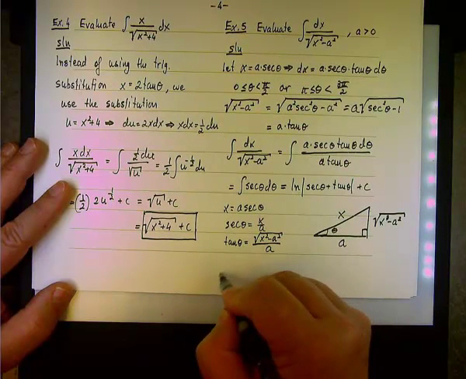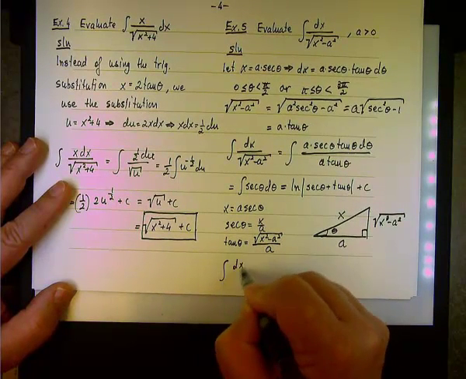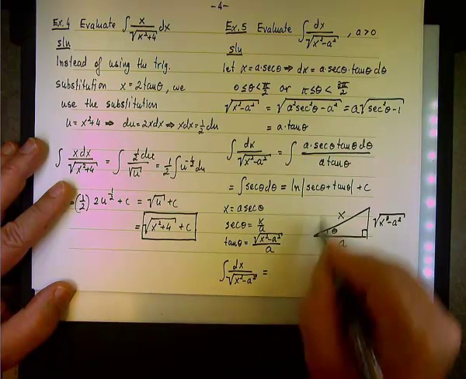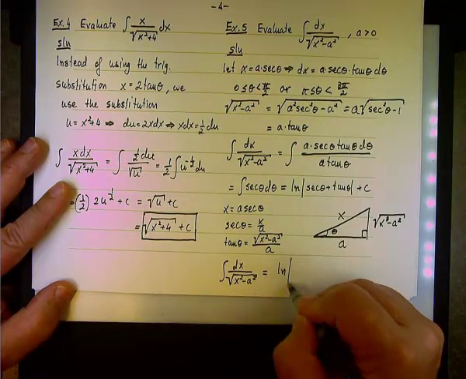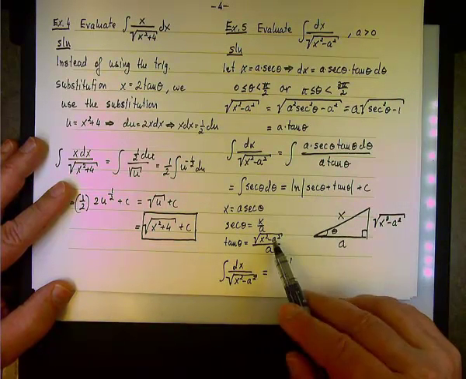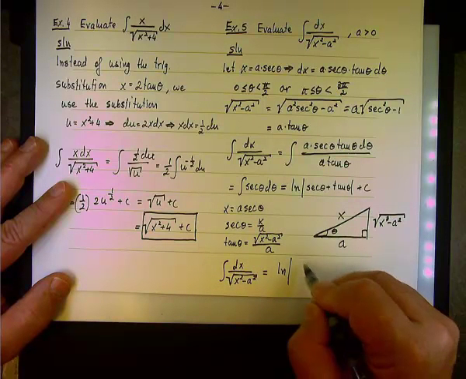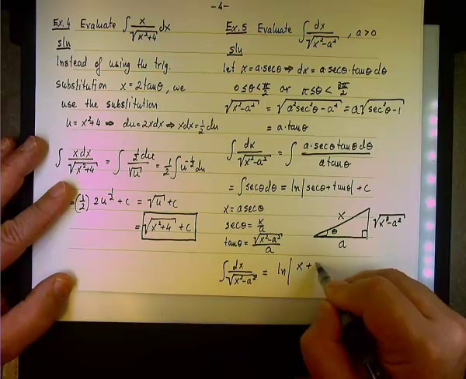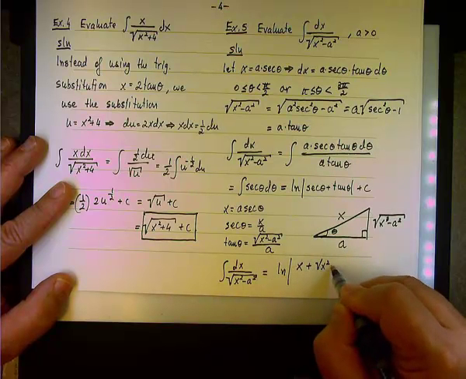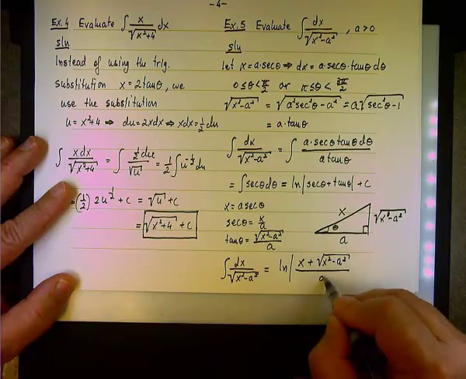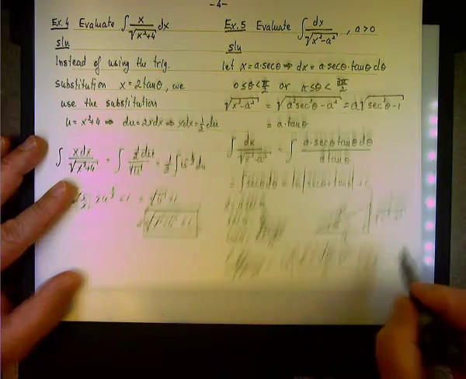The solution to the integral, so the integral of dx over the square root of x squared minus a squared, is the natural log of the absolute value. Here we have x over a plus this over a, so we can put it in common denominator. It would be x over a plus the square root of x squared minus a squared over a, like so, plus c.